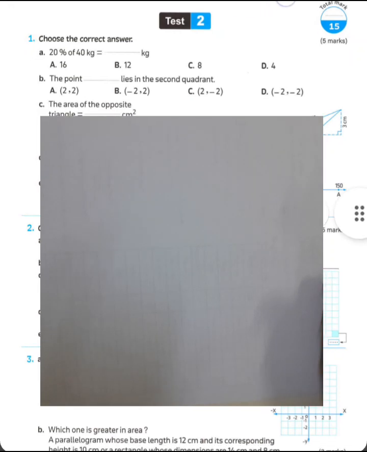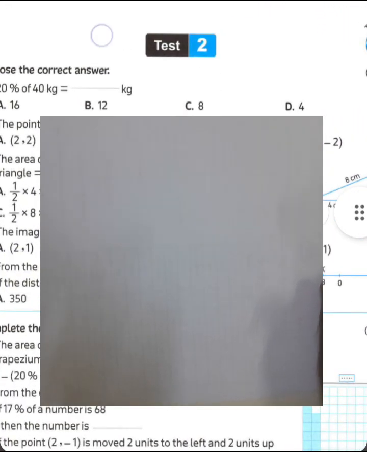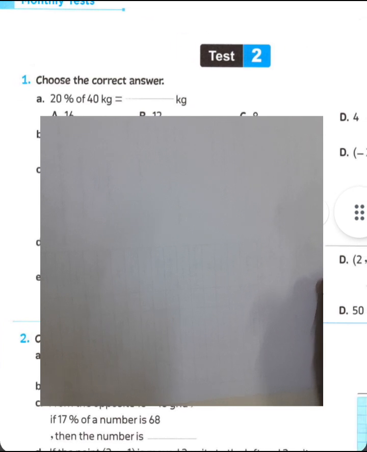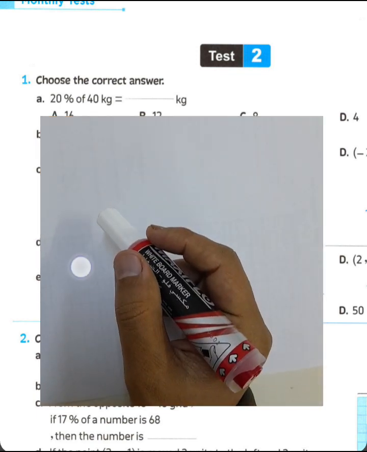Question number 1, letter A. Number 1, choose the correct answer. Letter A: 20% of 40 kilogram equals space kilogram.